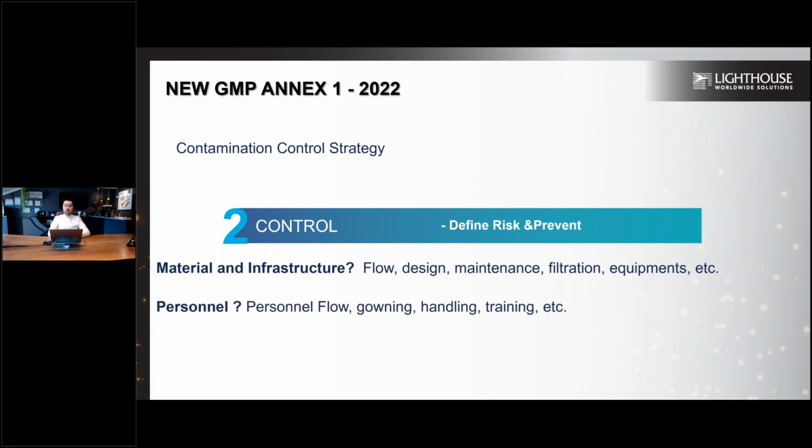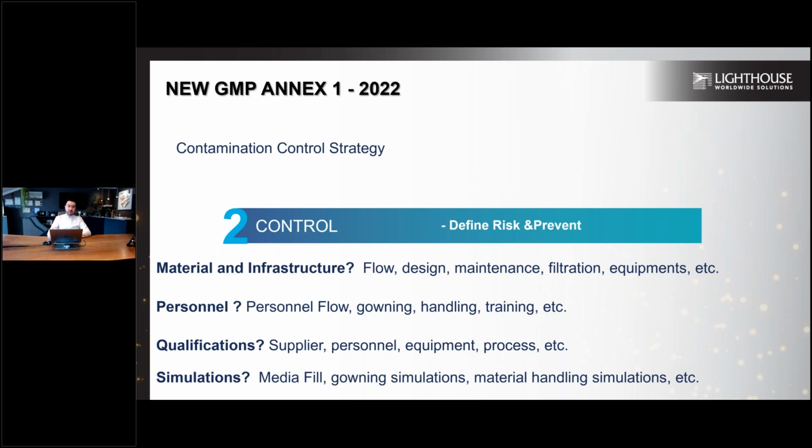And then the personnel: personnel flow, gowning, handling, and their training, etc. So it has to be covered by this control step. And qualification: supplier qualification, personnel qualification, equipment qualification, and process qualification, including all the validation documents related to these qualification steps, has to be a part of your contamination control strategy.